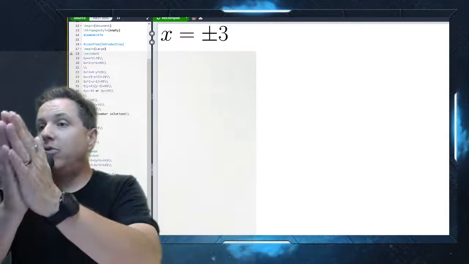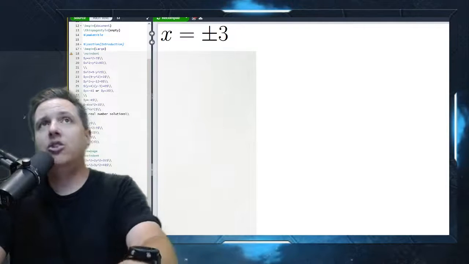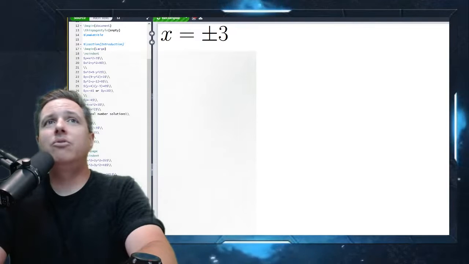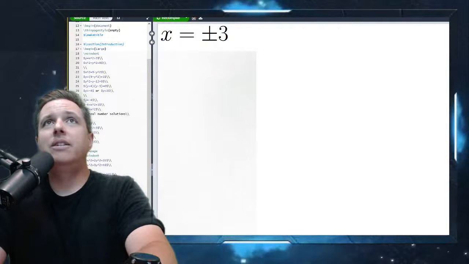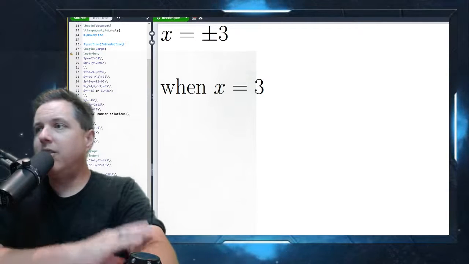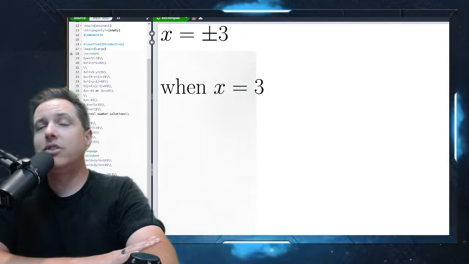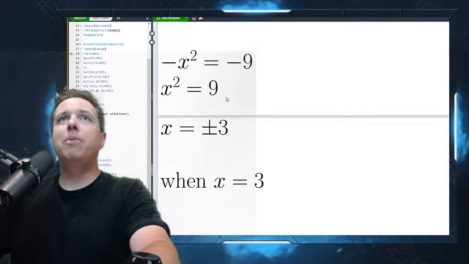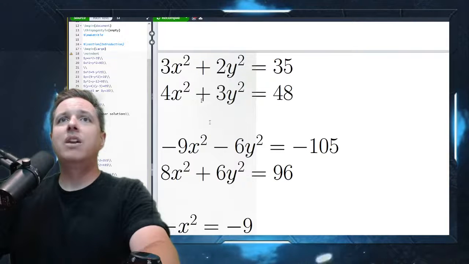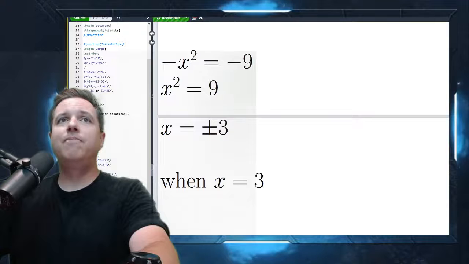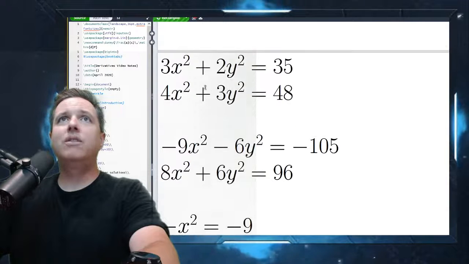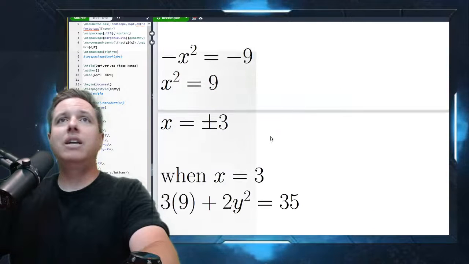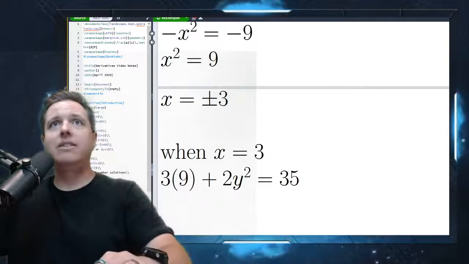So now we're going to do it like we did before, where we break it into cases. Let's just worry about when x is equal to 3. We're just pretending for the moment. Let's live in the land of x equals 3, and then we'll deal with x equals negative 3 in a moment. So I go back up and grab one of these original equations, equation number 1, and I'm going to plug x equals 3 into it.